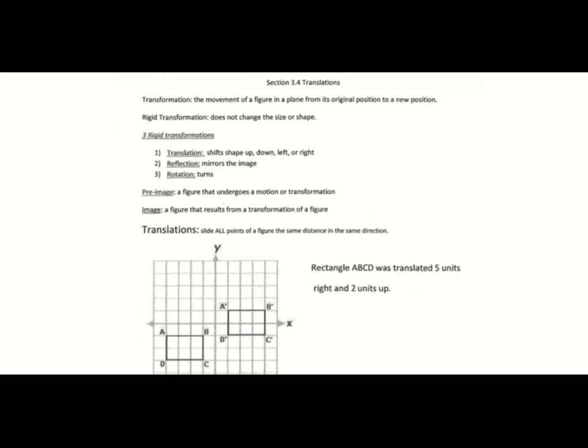In section 3.4, we're going to talk about translations, and a translation is a type of transformation. A transformation is the movement of a figure in a plane from its original position to a new position. Now, a type of transformation is called a rigid transformation, and this type of transformation does not change the size or shape. So just think about picking up the image and moving it over.